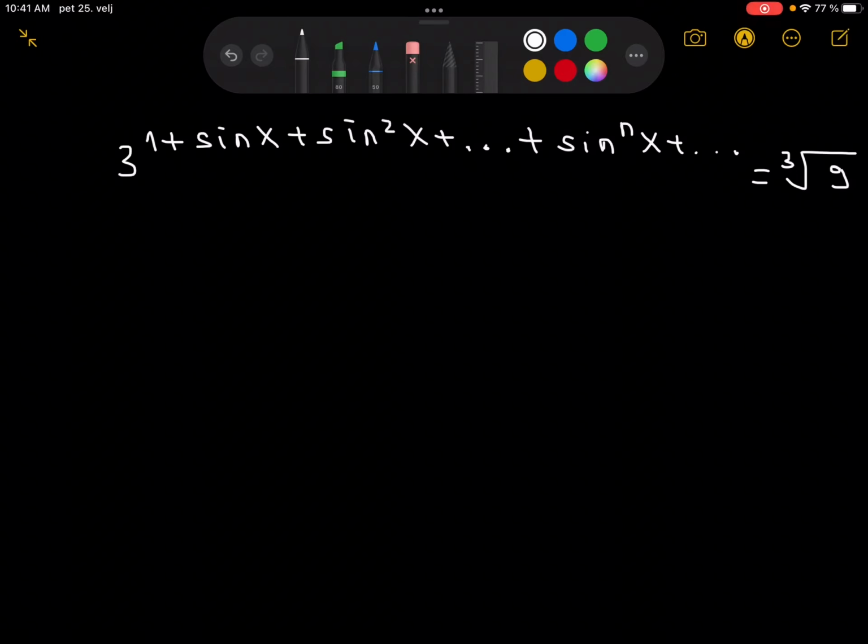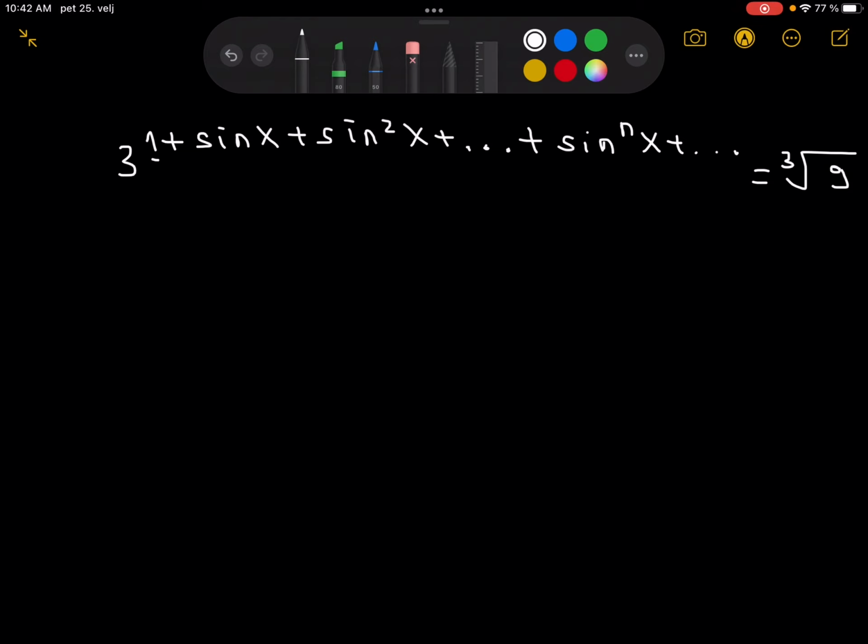So hello everybody. Today we're going to be doing a neat little exponential slash infinite series equation. Namely, we've got 3 to the power of 1 plus sine x plus sine squared x plus sine to the nth power x, etc., all the way up to infinity, is equal to the cube root of 9.